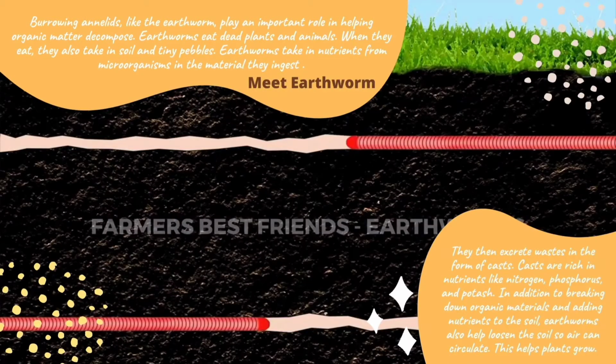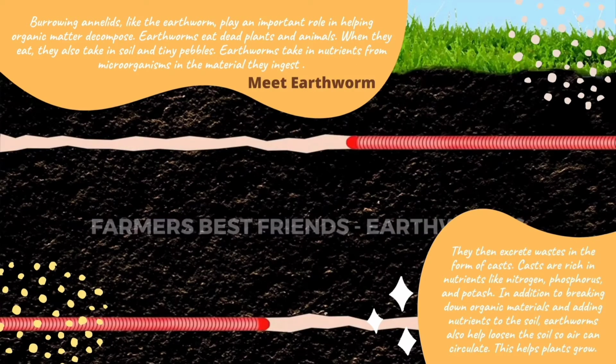Lastly, meet the earthworm. Burrowing annelids like the earthworm play an important role in helping organic matter to decompose. Earthworms eat dead plants and animals. When they eat, they also take in soil and tiny pebbles. Earthworms take in nutrients from microorganisms in the material they ingest. They then excrete wastes in the form of casts. Casts are rich in nutrients like nitrogen, phosphorus, and potash.